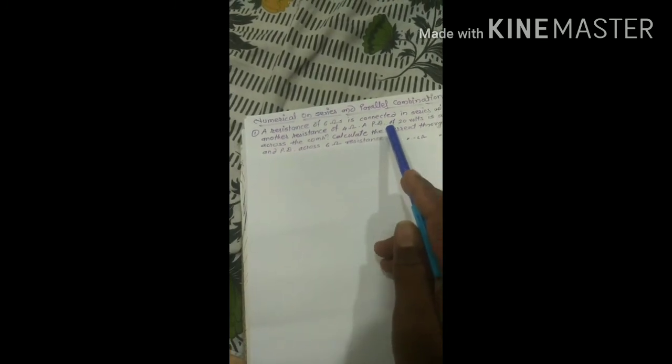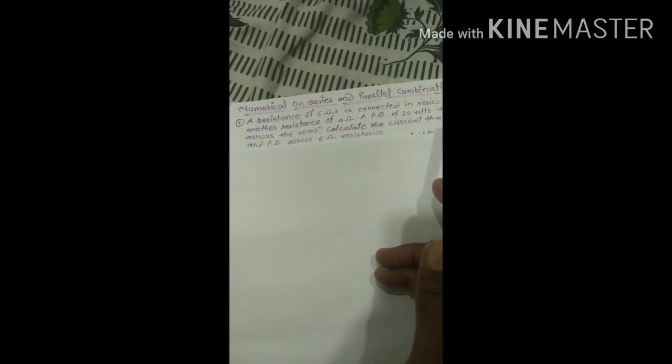See here, a resistance of 6 ohms is connected in series with another resistance of 4 ohm. A potential difference of 20 volt is applied across the combination. Calculate the current through the circuit and the potential difference across the 6 ohm resistance.